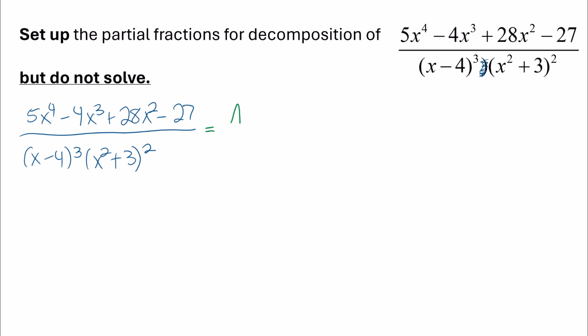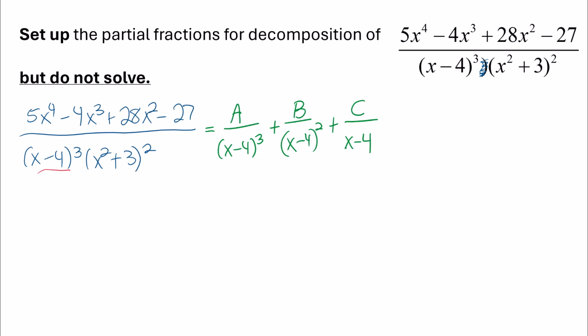So we're going to need a fraction for the (x minus 4) to the third, and we need one for each lower power. So we need an (x minus 4) to the second. That 3 looked a little big. Let's make that a little bit smaller. Okay, and then we need another one, so C over just the first power. So that is the pieces for our linear (x minus 4) cubed.